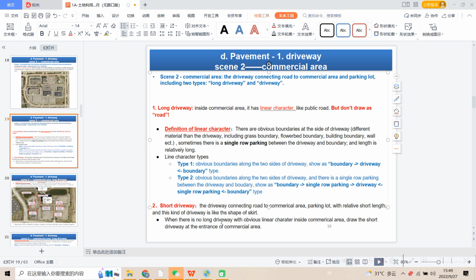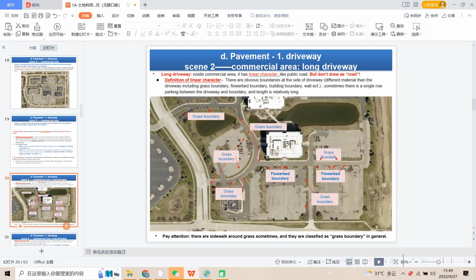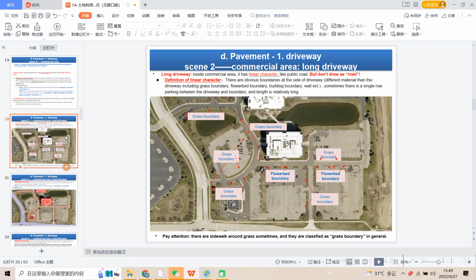When there is no long driveway with obvious linear character inside the commercial area, we draw the short driveway at the entrance of the commercial area. So after we learn this definition, let's move to the example pictures of what we will see from the project, to emphasize this definition in our work.